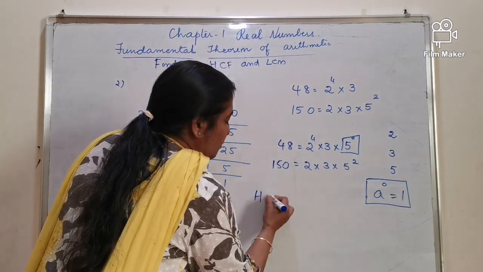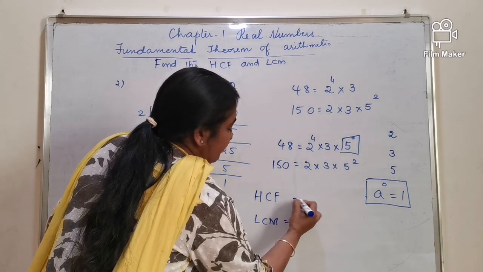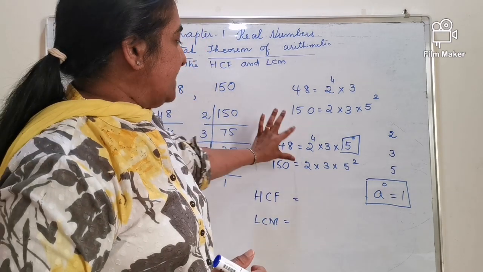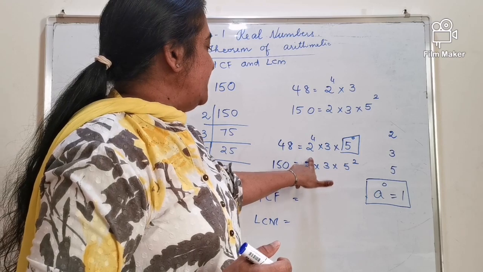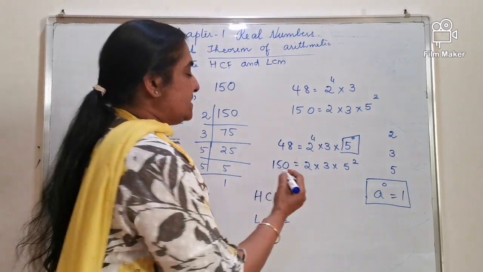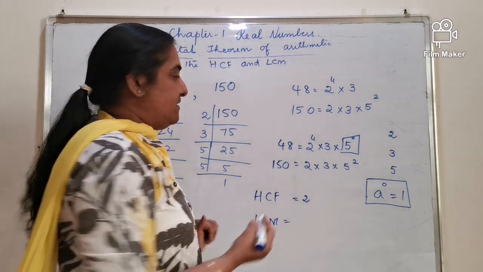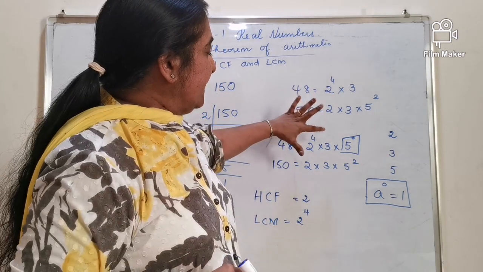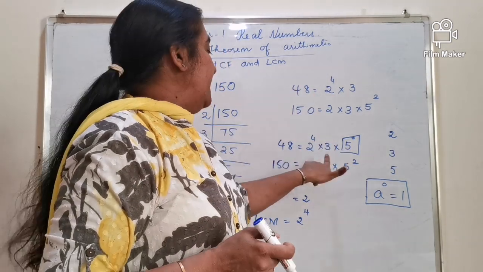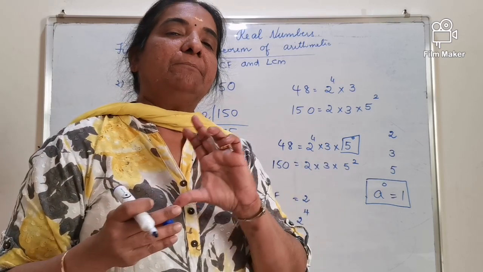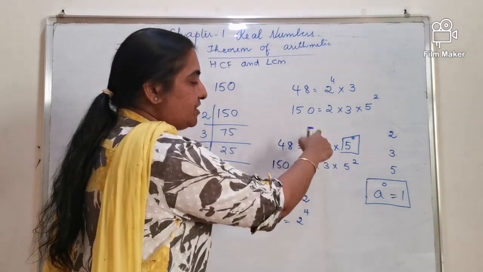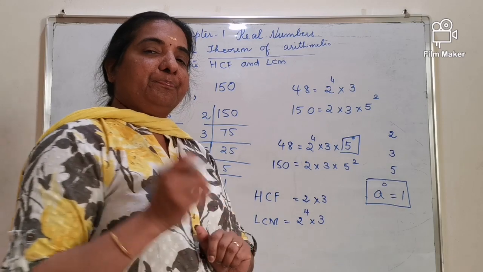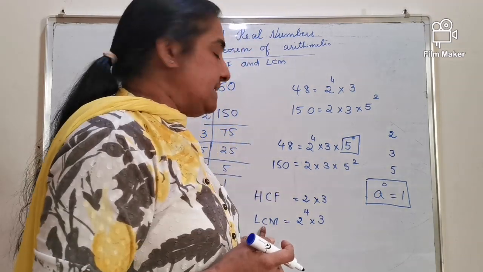Now, as per the rule, how are the factors taken for HCF and LCM? Take the first factor 2. 2 to the power of 1, 2 to the power of 4. The least power will be taken for HCF and the highest power will be taken for LCM. For the prime factor 3, it is 3 to the power of 1 in both. That means both the numbers have only one prime factor 3, which you are going to accept for HCF as well as LCM.